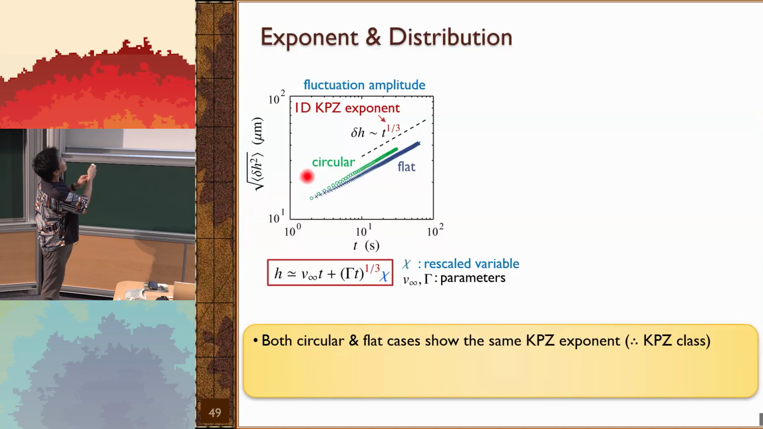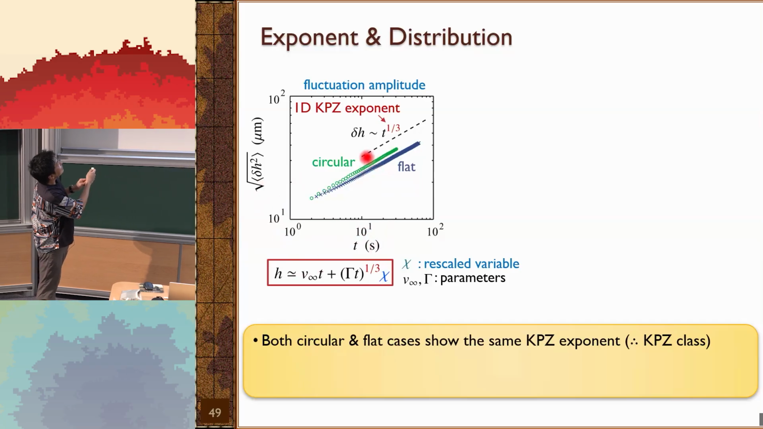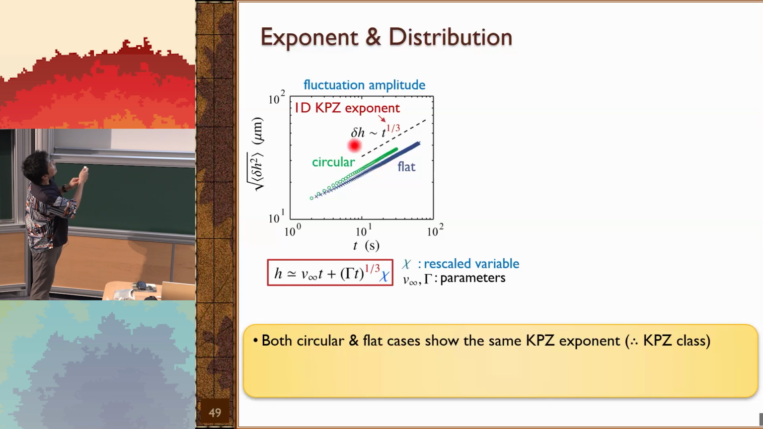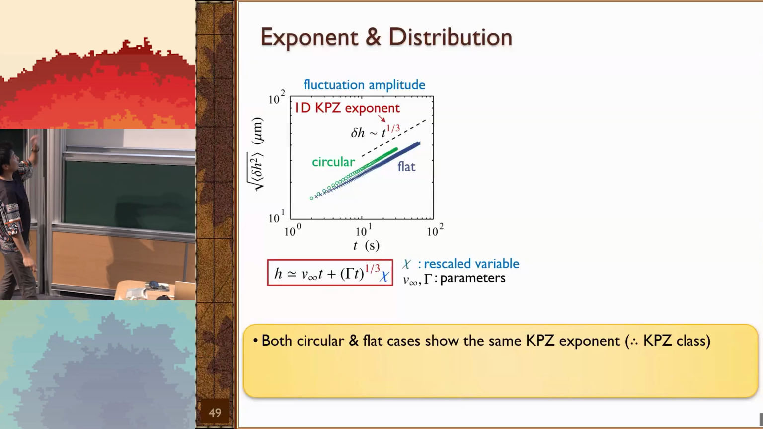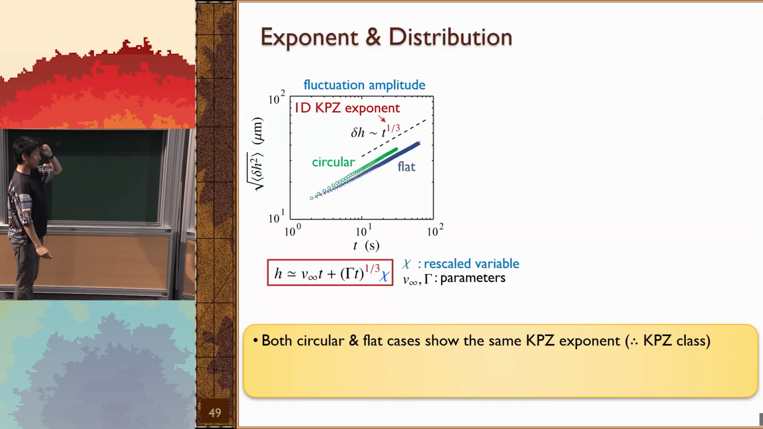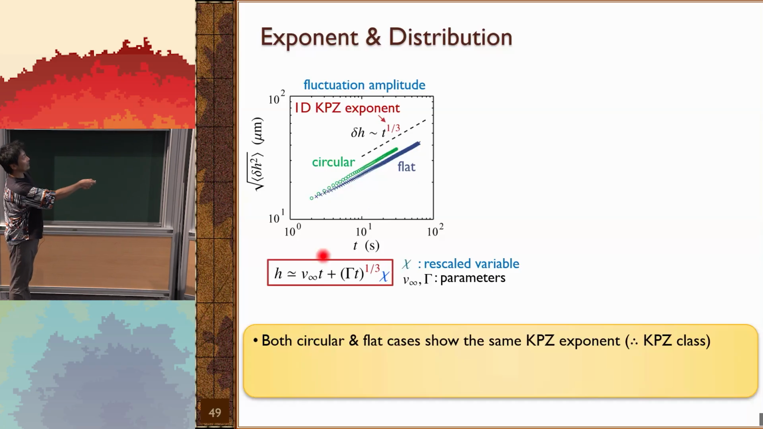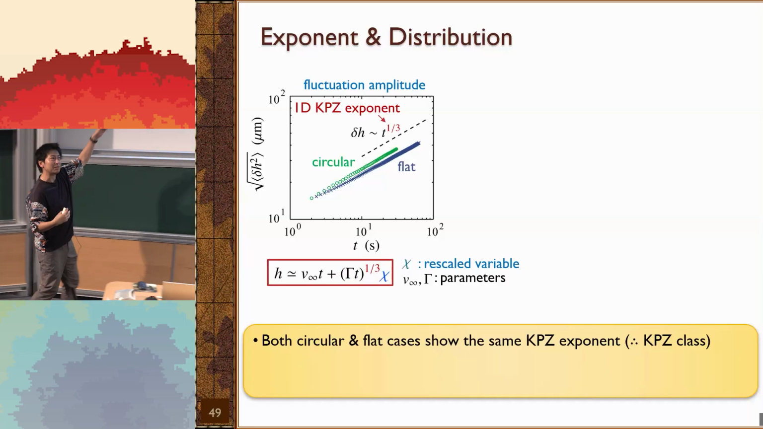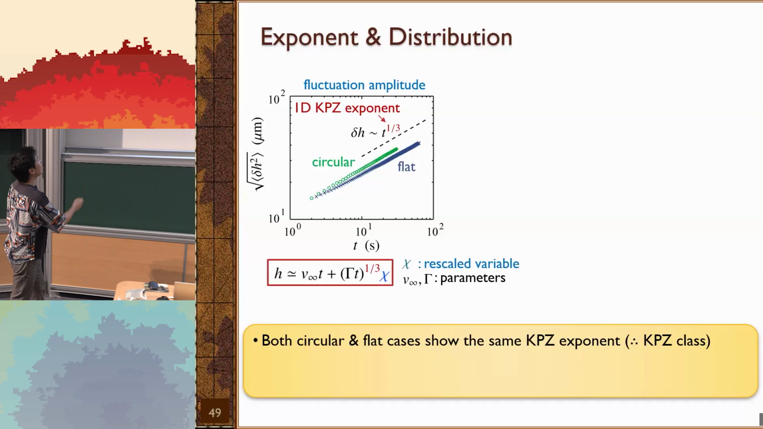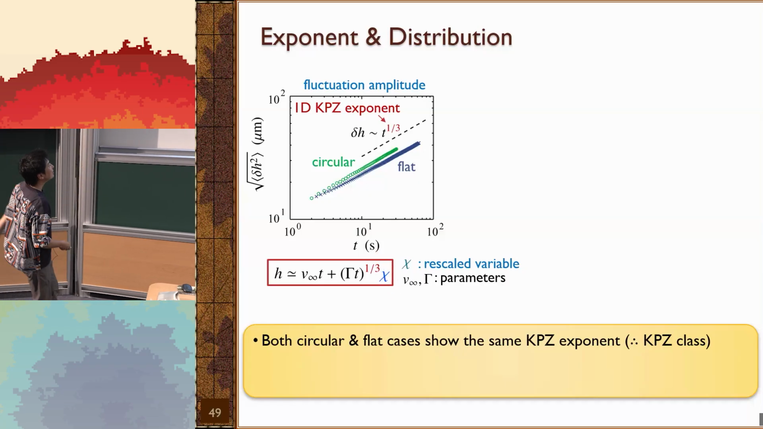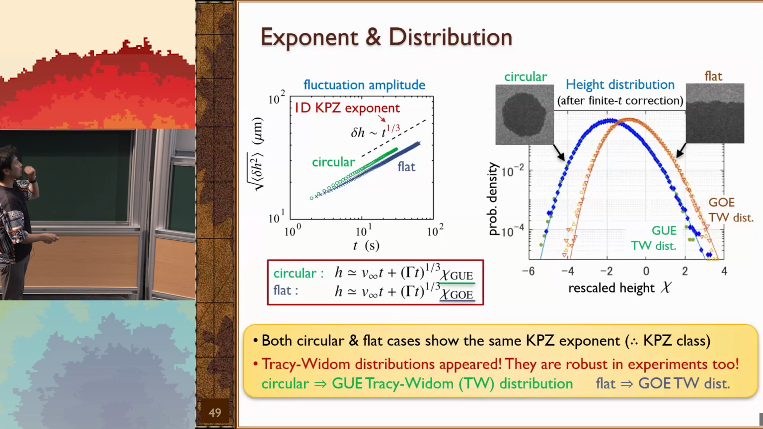So the standard deviation is plotted as a function of time in the log-log chart, and in both circular and flat cases, we see that the standard deviation grows like t to the 1/3. And this 1/3 is the KPZ exponent beta. Okay, so indeed our height grows according to this equation. And then there is a way to evaluate gamma, as I explained briefly in some slide back. And so we can obtain chi here, and this is the distribution.